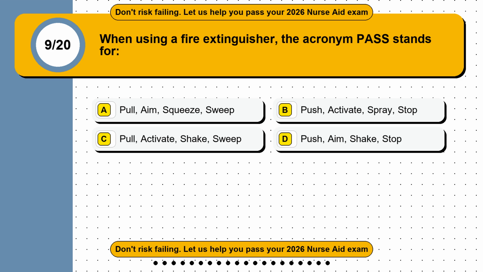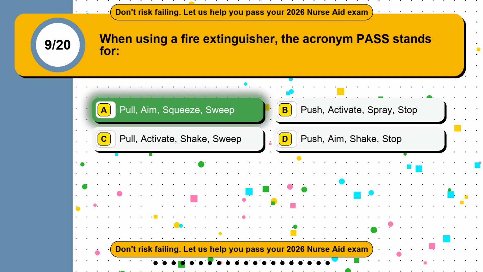Question 9. When using a fire extinguisher, the acronym PASS stands for: Option A, pull, aim, squeeze, sweep. Option B, push, activate, spray, stop. Option C, pull, activate, shake, sweep. Option D, push, aim, shake, stop. The correct answer is option A, pull, aim, squeeze, sweep.